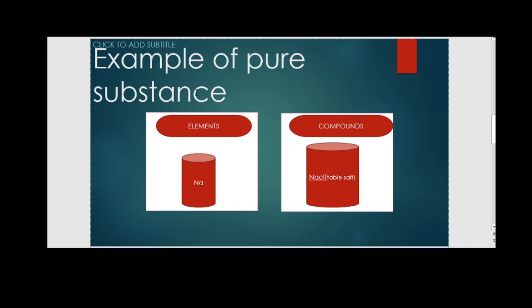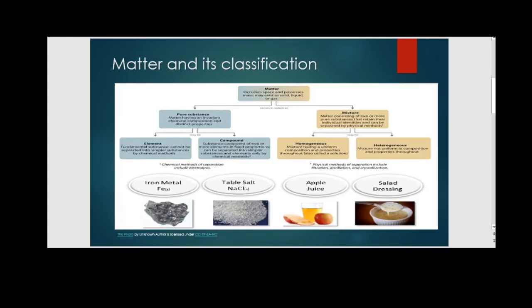Here are examples of pure substances. Elements are also one of the examples of pure substances. Just for understanding purposes, we take the sodium atom as an example of pure substances in case of elements, and in case of compounds we take the example of sodium chloride. So in this topic we need to understand all these things: what is meant by pure substances, what is meant by mixtures, what is meant by homogeneous mixtures and heterogeneous mixtures.